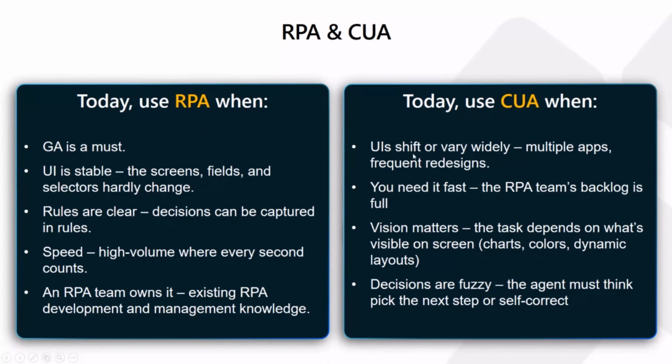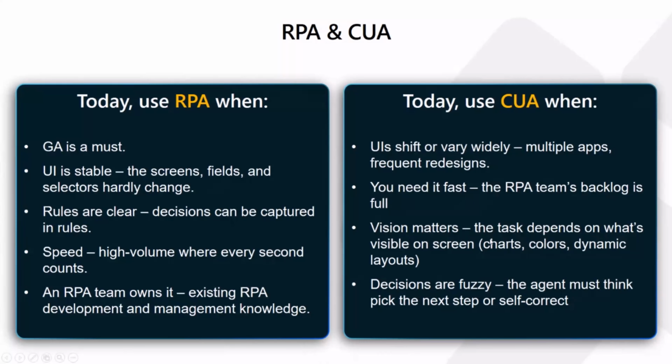When the UI shifts or varies, with a lot of dynamic elements on your UI that you cannot stabilize through normal RPA, then you may prefer using CUA. But obviously it should be available to you; it should not be just in preview, it should be a production-grade technology, which is not the case with Copilot Studio or the Microsoft platform as of now. You need it fast, and the RPA team is busy and full. Fast as in terms of development, not in terms of execution speed.